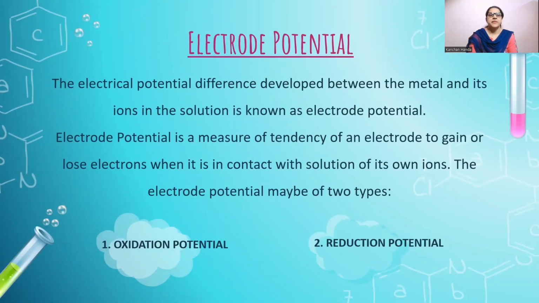Electrode potential. The electrical potential difference developed between the metals and its ions in the solution is known as electrode potential. Electrode potential is a measure of tendency of an electrode to gain or to lose electrons when it is in contact with solution of its own ions. The electrode potential may be of two types: oxidation potential and reduction potential.